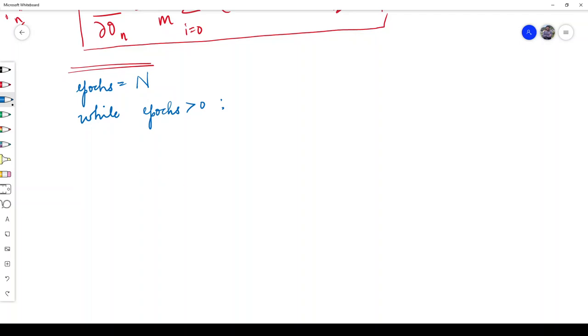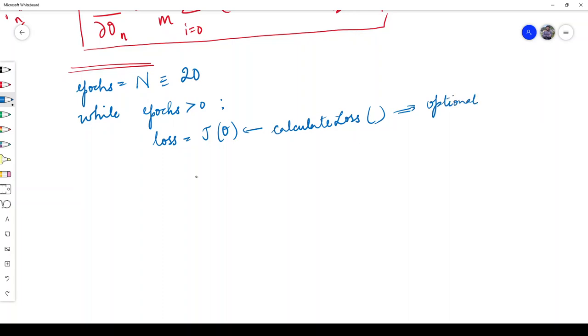So while epochs are greater than zero, so while you're going for a certain number of iterations, for now let's just say the iterations are 20. The first thing that you need to do is find the loss. You actually don't need the loss, but it's advisable to find it. So the loss, which is given by J of theta, you calculate the loss here. It's a good practice to calculate the loss here. Let's say it's a function that calculates the loss. The next step is actually important. This one is optional. I'll tell you why to always have that.